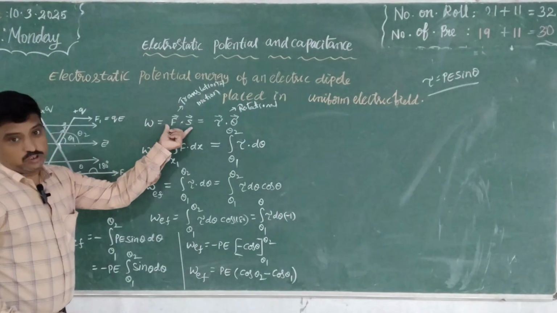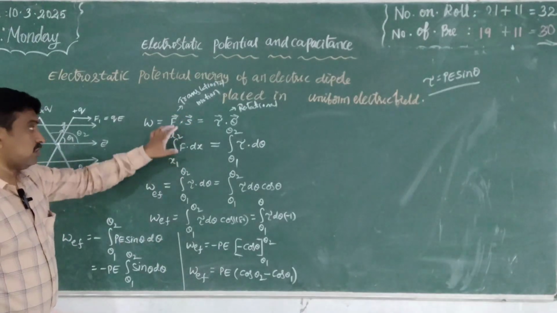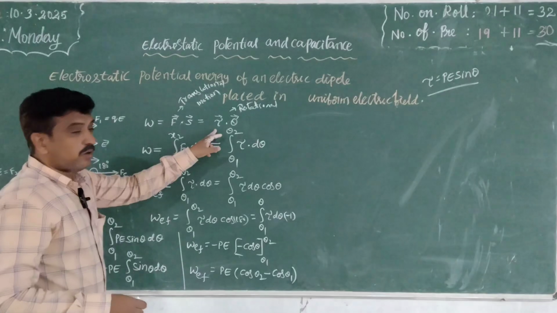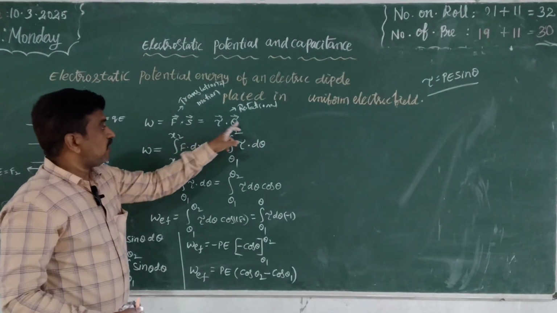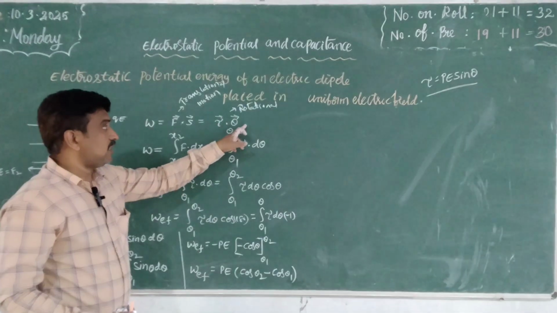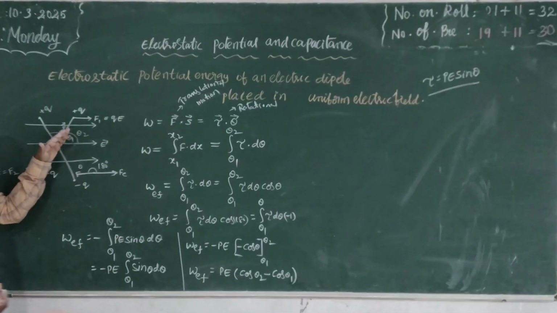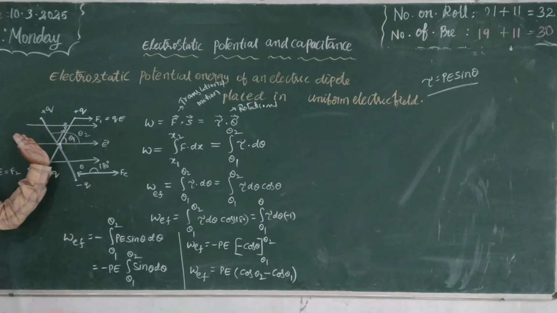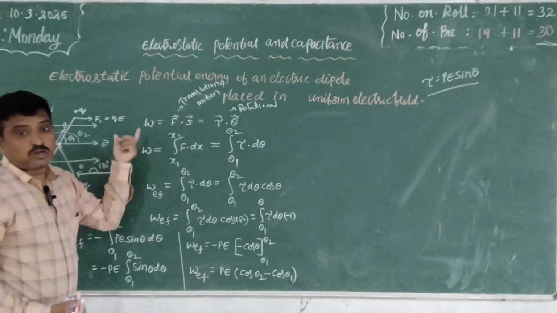Force into displacement in translational or linear motion. In rotational motion, instead of force we write moment of force, which we call torque, and instead of displacement we write angular displacement: tau dot d theta. It is in rotational motion. Here theta 1 to theta 2 is not covered directly. First it rotates by a small angle d theta, then the next d theta, then the next, in small intervals. So we take it as work done by a variable force.